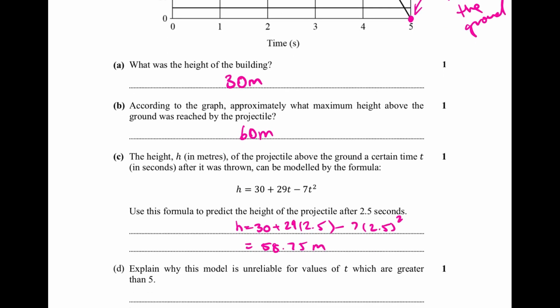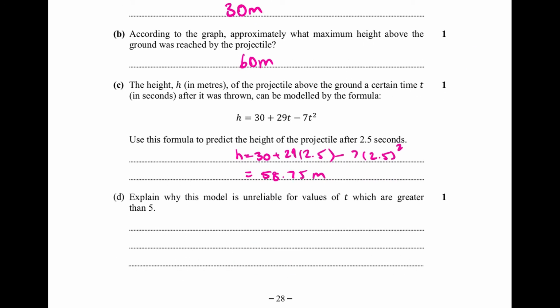So in this case, the reason why this model is unreliable for values greater than t equals 5 is because the ball hits the ground at t equals 5. If you do plug in t equals 6 into that equation, you get a negative value. Once again, that's not relevant for me. I cannot represent a height in negative values.